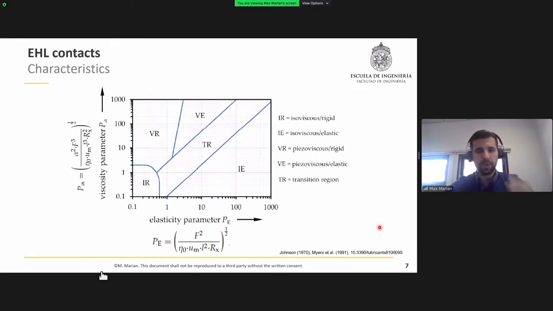Depending on the operating conditions and the involved materials and the lubricant, different effects can dominate the contact behavior, especially elastic effects and/or the piezoviscosity of the lubricant, which is the increase in viscosity under pressure. And using these dimensionless parameters that were suggested by Johnson, we can differentiate between an isoviscous rigid, an isoviscous elastic, a piezoviscous rigid, and a piezoviscous elastic regime, as well as transition regimes in between.